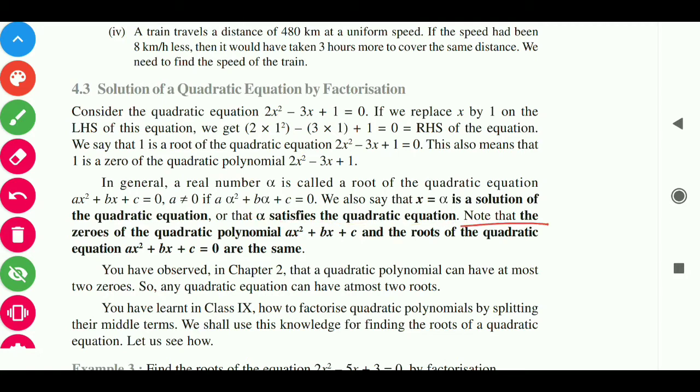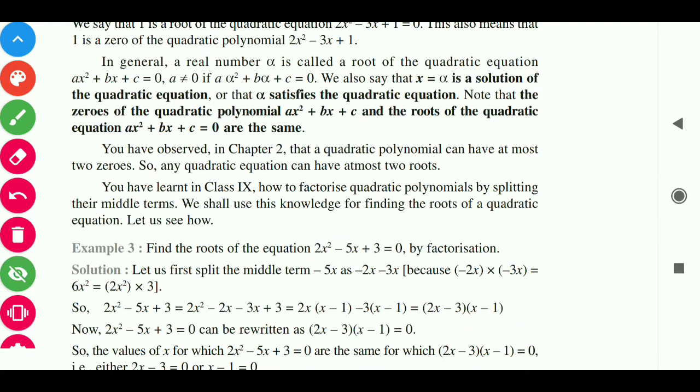Note that the zeros of the quadratic polynomial ax square plus bx plus c and the roots of the quadratic equation ax square plus bx plus c equals 0 are the same. If we replace x with alpha, or alpha with x, the equation remains the same.